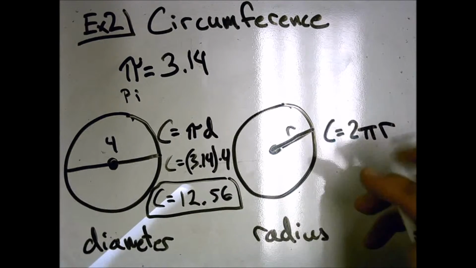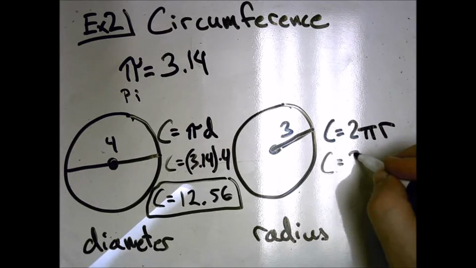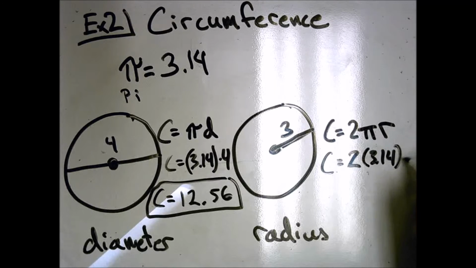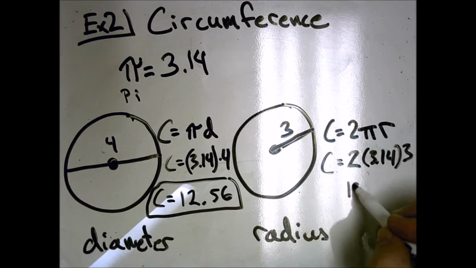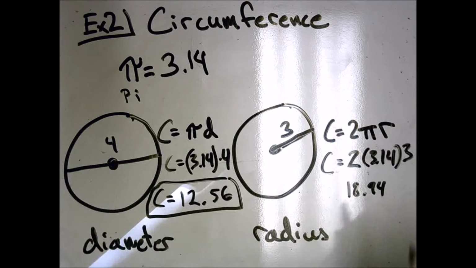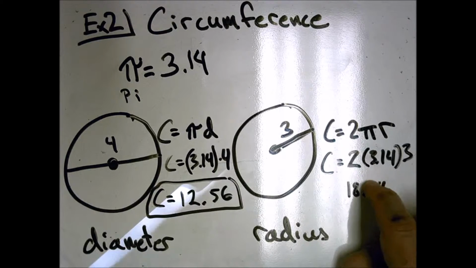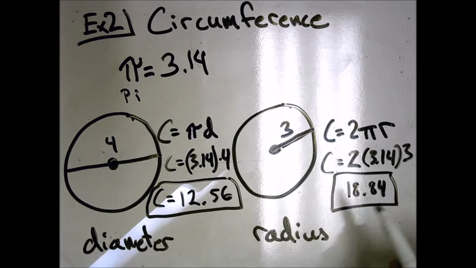Same thing here. If the radius is actually 3, C equals 2 times 3.14 times 3. So it's 2 times 3 is 6. 6 times 3 is 18. 6 times 14, 64. 94, I believe. Let me double check that on a calculator. Oh, 84. I was off. My rounding is off today. That's your circumference. Just multiply the 3 numbers.